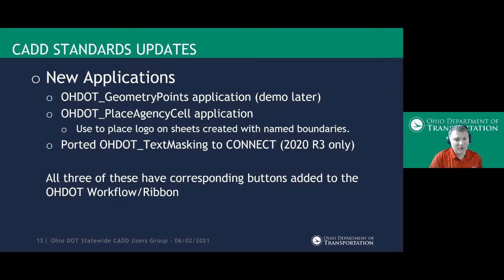And the last new application is one that was ported over from V8i: the text masking application was ported over to the Connect edition. This is only going to be available for 2020 release 3. All three of these have corresponding buttons added to the OhioDOT ribbon or the workflow. And the place agency one was added so that it only appears if you're in a sheet model. So if you're in a drawing model of some sort or a design model, you won't see that option.